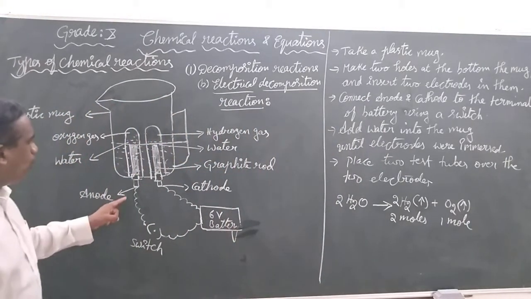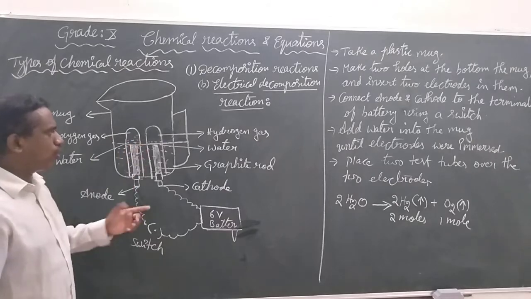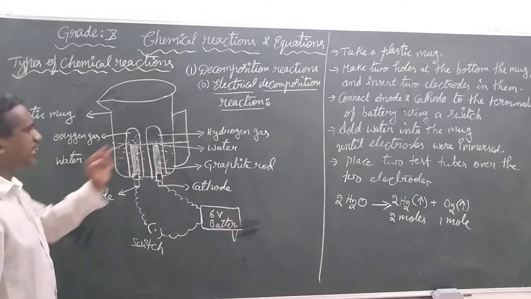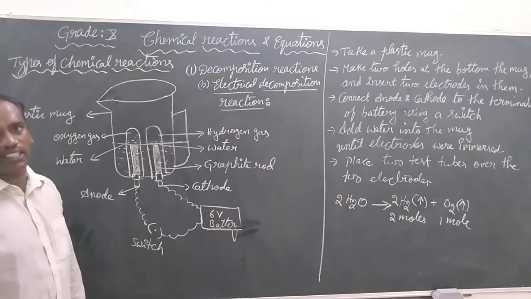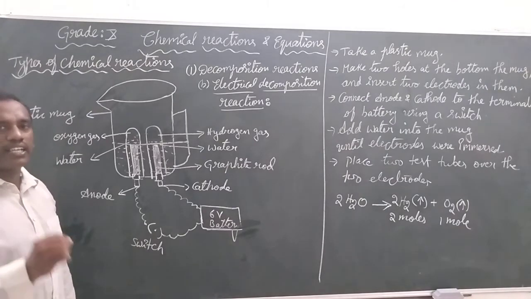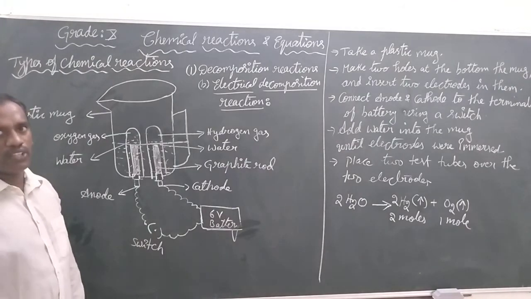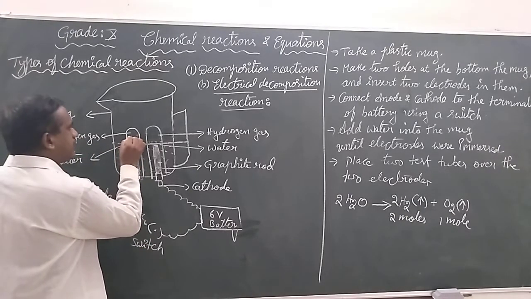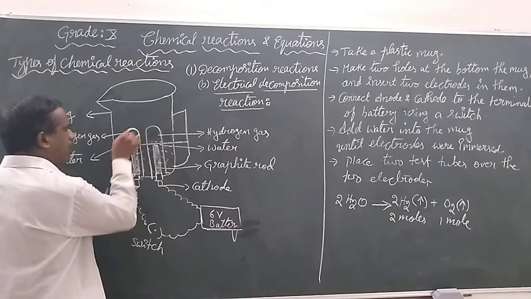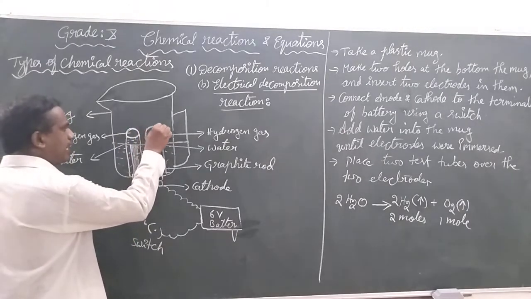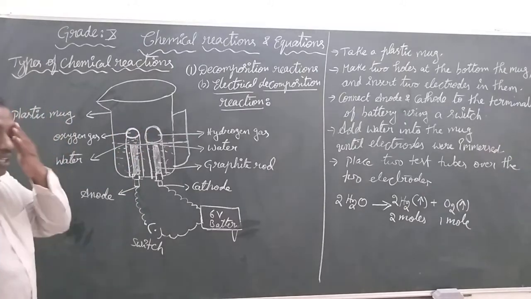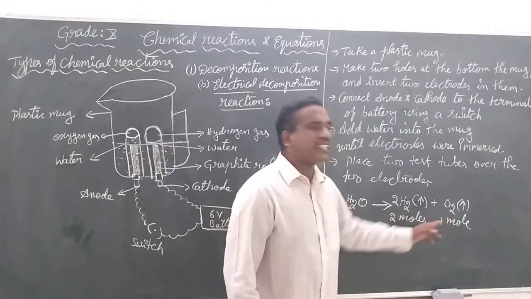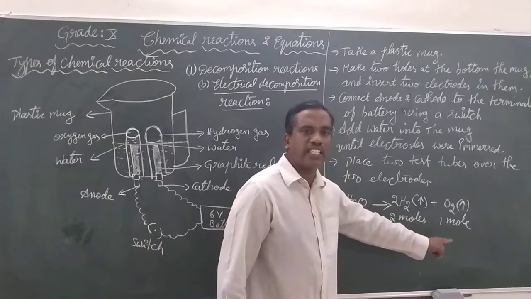At the anode and cathode, we don't know which gases were formed. Here we label this as oxygen gas and here we label this one as hydrogen gas. How do we understand which gas is generated at which electrode? Please observe: in one electrode only a very small amount of gas developed, whereas in the other test tube we got a larger amount of gas. See the equation: which gas is more, hydrogen gas or oxygen gas?